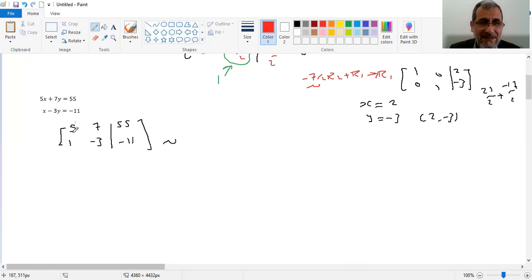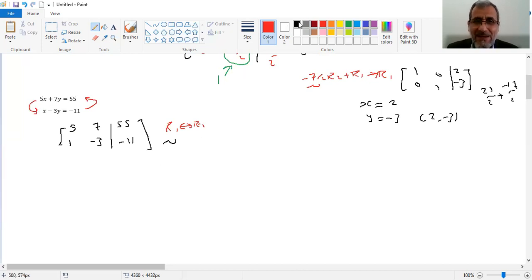Now what do we need here? We need 1. This is 5, so we could divide by 5. Or, if we look at this one, below 5 there is 1, so I can interchange R1 and R2. It's the same as reading equation 2 first and equation 1 second, but it's still the same system. Let's make the change.